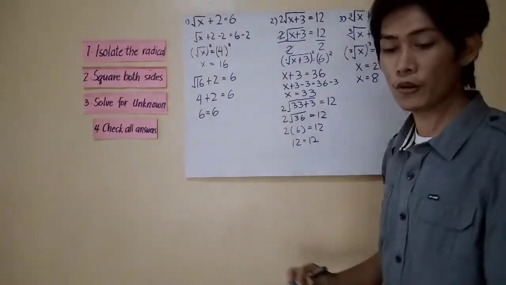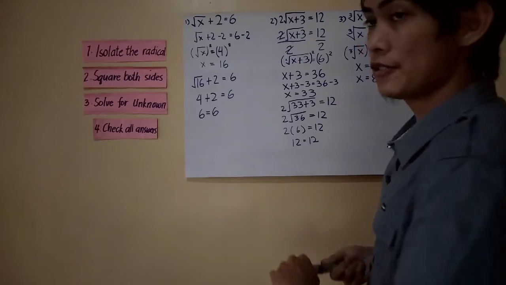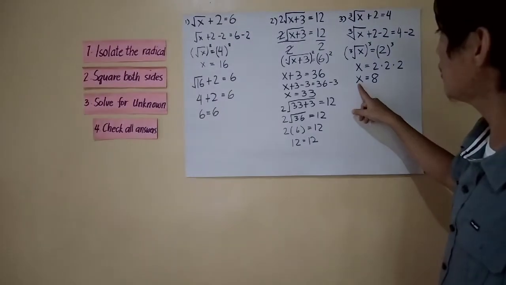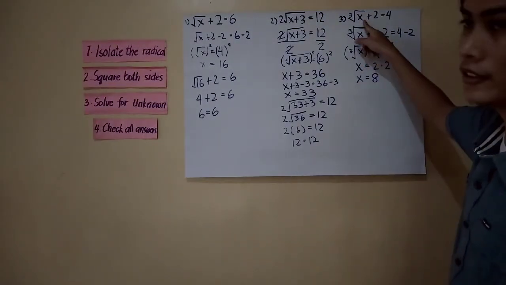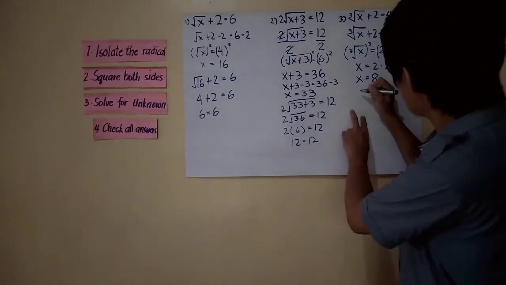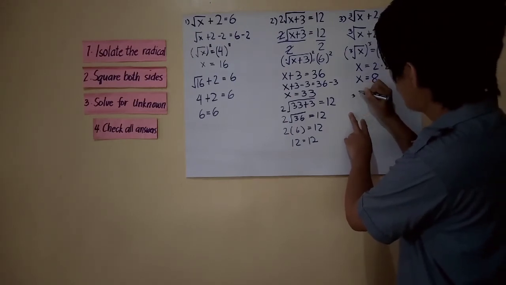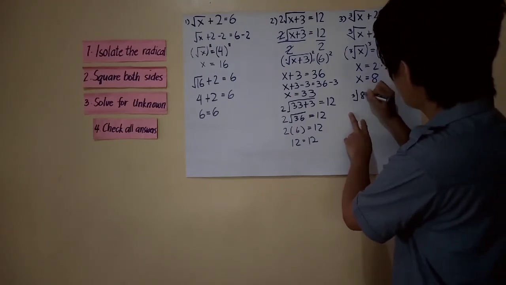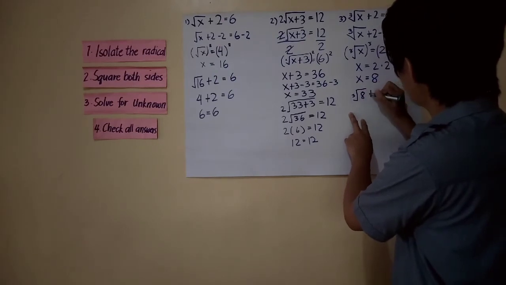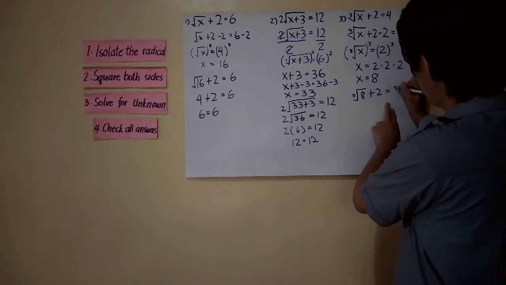Now we're going to confirm whether the value of x is really 8. We're going to substitute the value of x into our given equation. So it's going to turn like this: cube root of x will turn into cube root of 8, plus 2, equals 4.